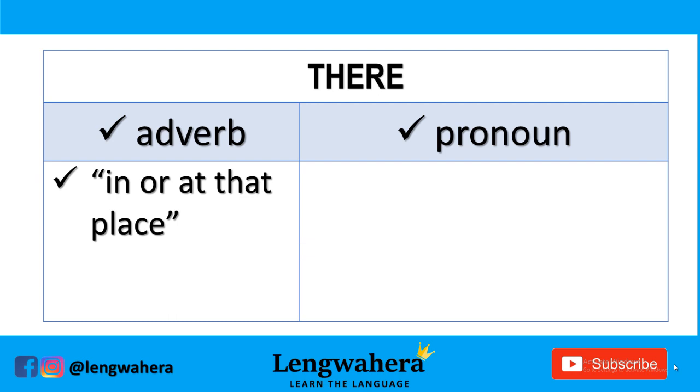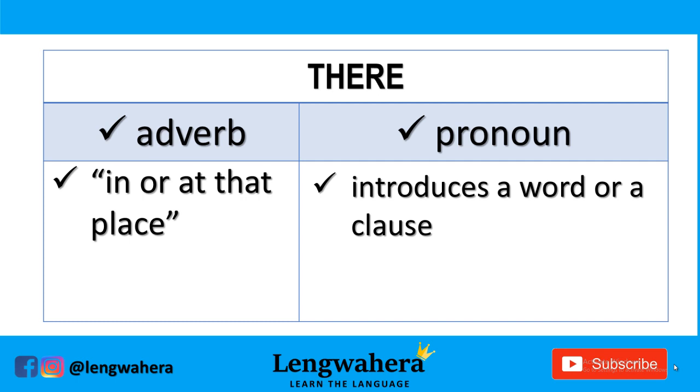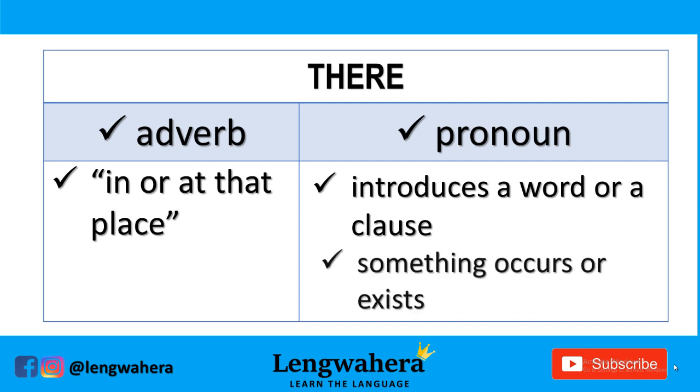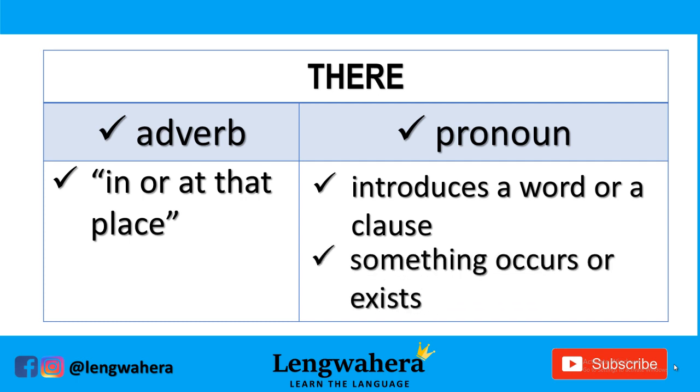On the other hand, as a pronoun, it introduces a word or a clause. It means that something occurs or exists. It is usually followed by the words is and are. So there is and there are.